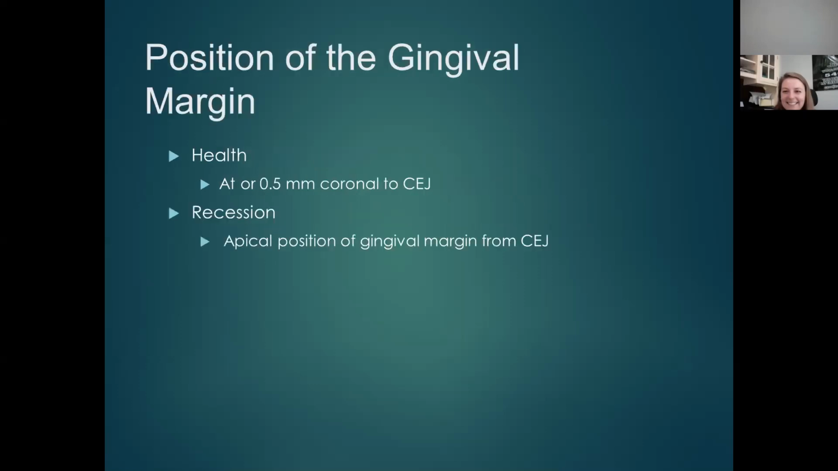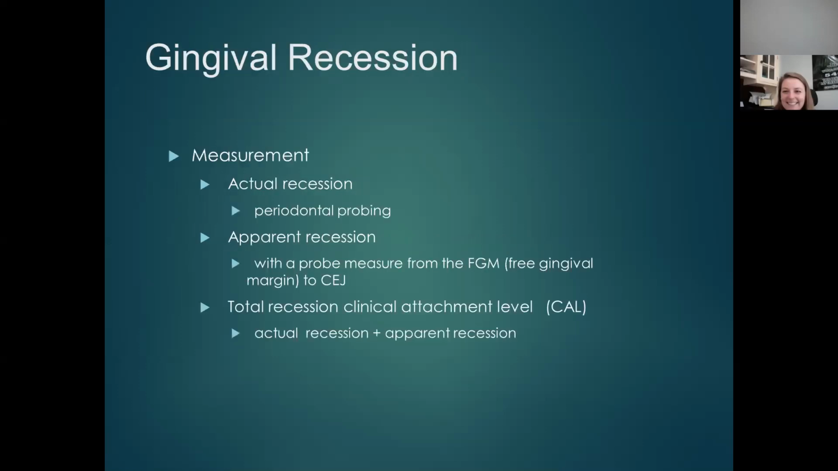So it really depends on what literature you're reading. So where's the position of the gingival margin? Normally it's just about 0.5 millimeter above the CEJ, and we don't deal with 0.5 millimeters in perio unless we're doing research. So it's 0.5 to 1 millimeter above. We consider that normal. Recession is if you can see the CEJ and the gingival margin is apical to the CEJ. So again, we have actual recession.